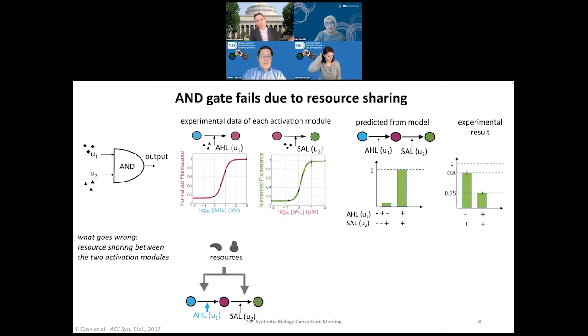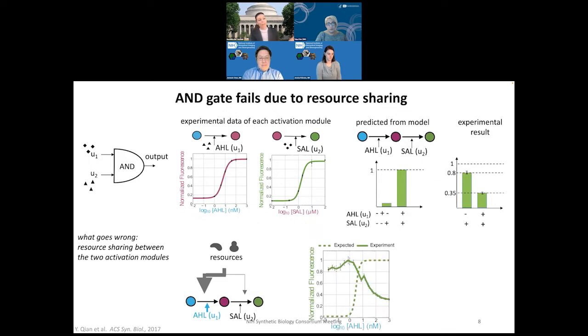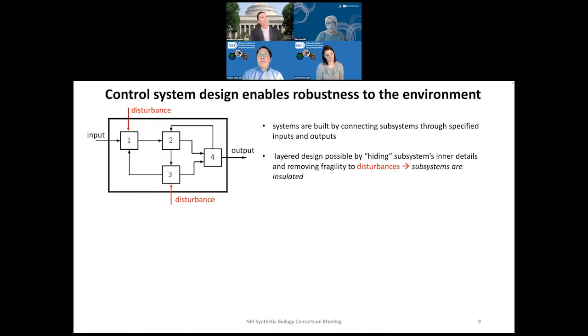The cell is offering resources, in this case RNA polymerase and ribosomes. Anytime signaling molecule 1 is present, these resources are dragged in the first stage. There are none left in the second stage, so your NGate is going to fail. And here is an experiment: the model predicted through the standard Hill function model in dashed, and actually what the experiment gives you. So that's to say that robustness to variability in the cellular context is one big problem.